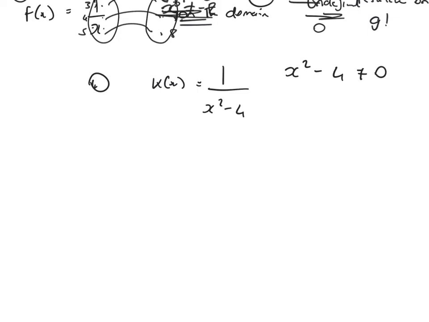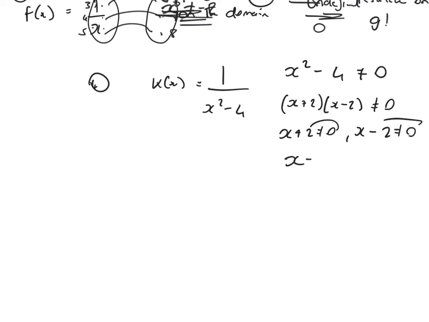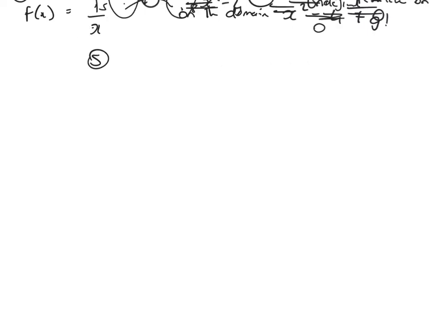Now this is just a National 5 factorising skill. That is a difference of 2 squares. So that's going to be x plus 2 bracket x minus 2 cannot be 0. x plus 2 cannot be 0, or x minus 2 cannot be 0. This is just like solving simple quadratic equations. Bring them across, change the sign. x cannot be minus 2, or x cannot be 2. Final answer. Okay, example 5.